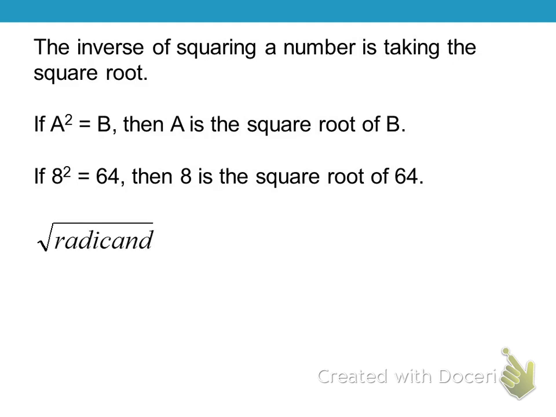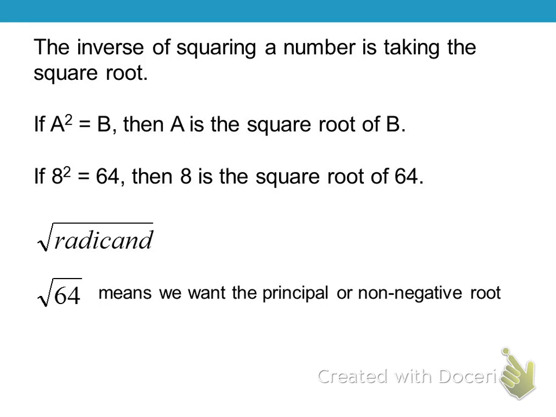All right, this is what a square root looks like. We call it a radical, and the number inside the radical is called the radicand. So the symbol is the radical, the number on the inside is the radicand. Kind of cool words, right? So this is how I'd write the square root of 64. This means the principal or non-negative root. Technically, negative 8 times negative 8 also gives me 64. But usually we just go with the positives. That's why it says the non-negative root or the principal root. So again, you'd say 8.